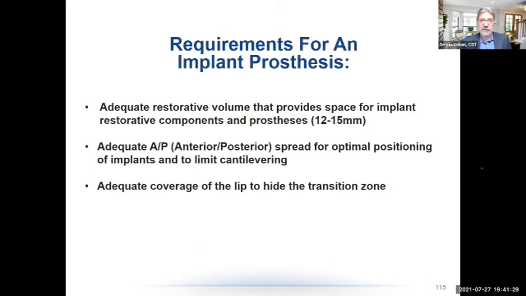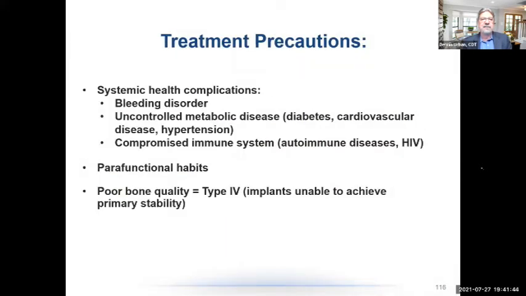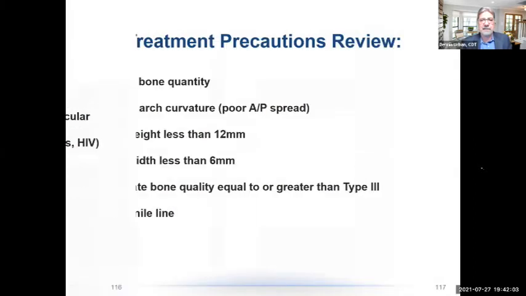I just wrote an article for JDT Magazine, Journal of Dental Technology, on this, elaborating more on the transition zone on these types of cases where the patient had to get an overdenture as opposed to a screw-retained denture. Some of the treatment precautions: let's look at systemic health complications like bleeding disorders, metabolic diseases, diabetes, a compromised immune system with HIV and autoimmune diseases, and parafunctional habits. All these things have to be taken into consideration before we go into these types of cases.